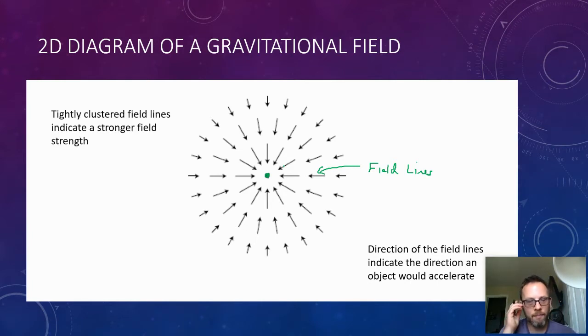And the second thing is that the more tightly clustered the field lines are, the stronger the field strength. You can see around the mass itself how the field lines are very dense, right? They're all tightly packed together. It means the field strength is stronger. And the farther you get away, the field strength lessens. You can see these lines here are more spread out the farther you get from the mass.